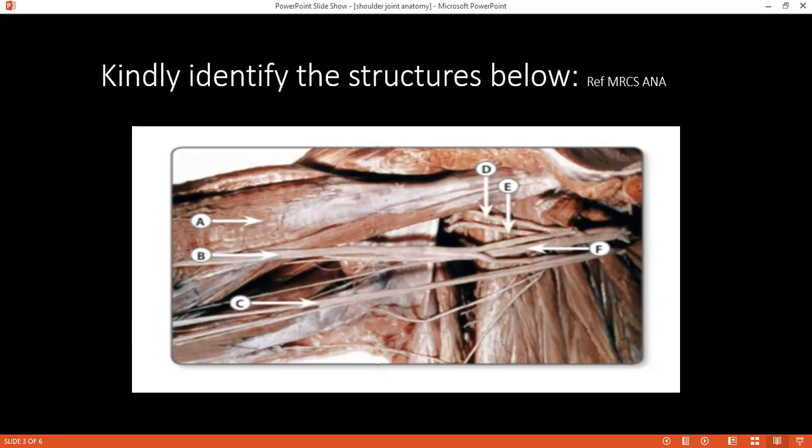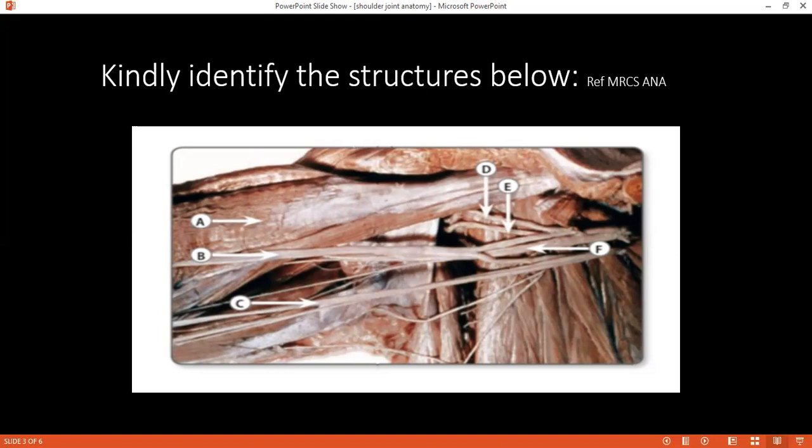Yes. These make the roots, and after this the trunks, and after the trunks there will be divisions. These divisions are anterior and posterior. The posterior divisions continue as the posterior cord. The anterior divisions of the upper and middle trunks make the lateral cord, and finally the anterior division of the lower trunk makes the medial cord. After the cords, there will be the terminal nerves.